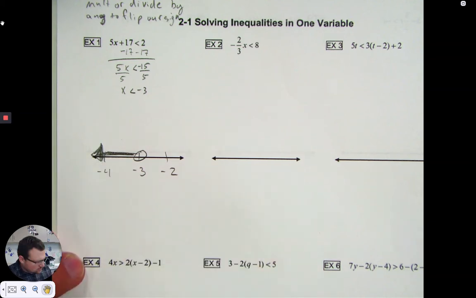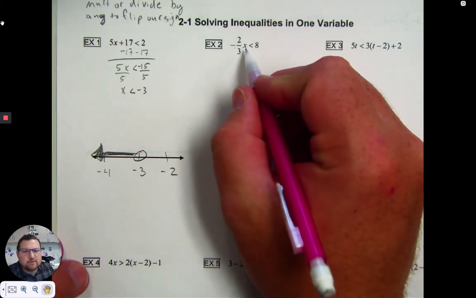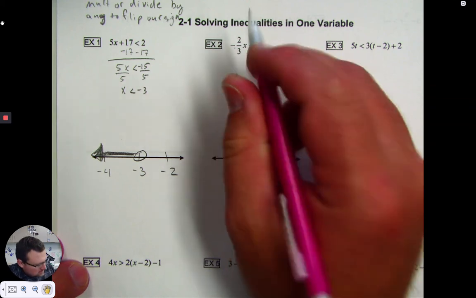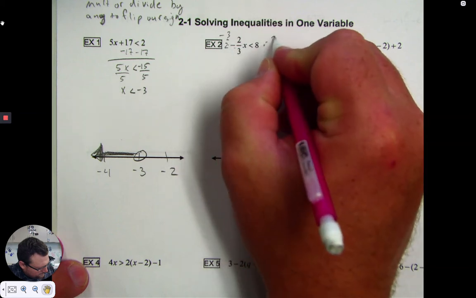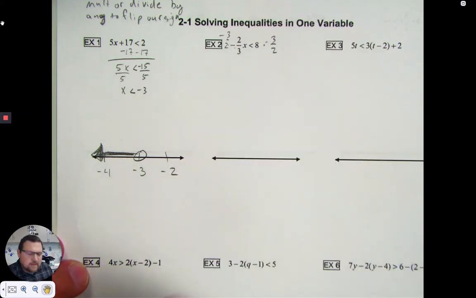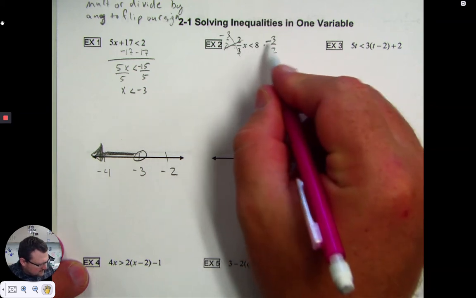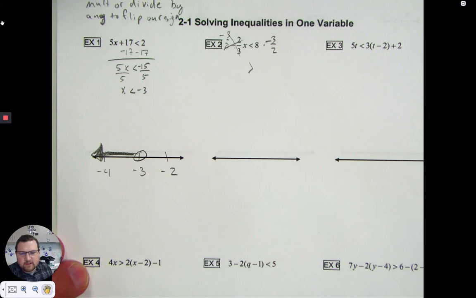For number 2, here we have a number being multiplied by our variable, and the way that we get rid of a fraction is to multiply by its reciprocal. So I'm going to multiply by a negative 3 over 2. When we do that, this side cancels out. Now we multiplied by a negative, so that means we have to flip our sign. So we flip our inequality.